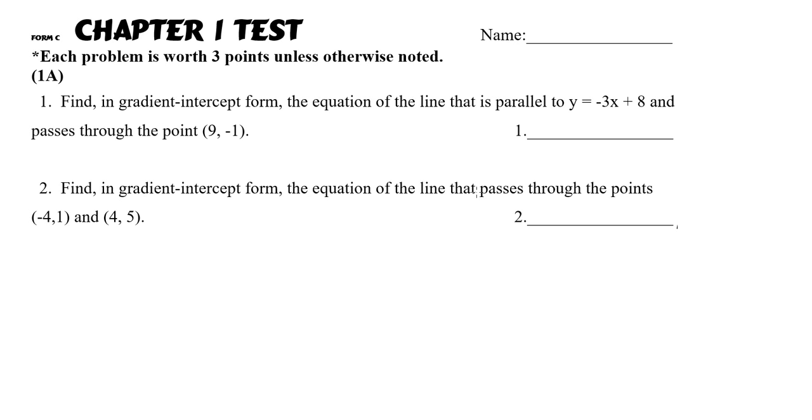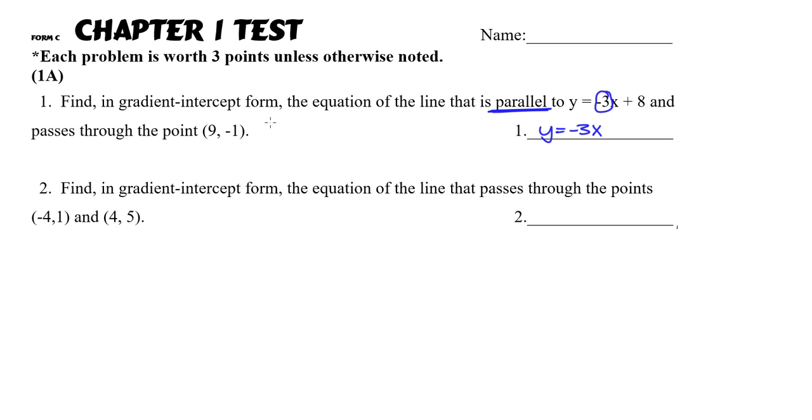Okay, so first one, find in slope-intercept form the equation of the line that's parallel to y equals negative 3x plus 8 and passes through the point (9, negative 1). Remember, if at any point I'm going too fast or you have a question, just stop me and ask. This one's nice because it gives you half of your equation. y equals negative 3x. That's the slope because it's parallel. It's going to have the exact same slope, right?